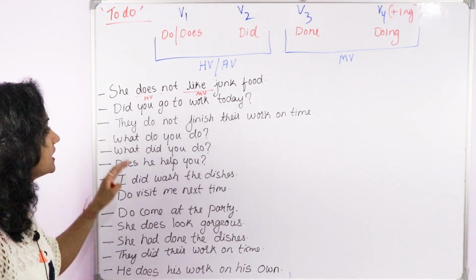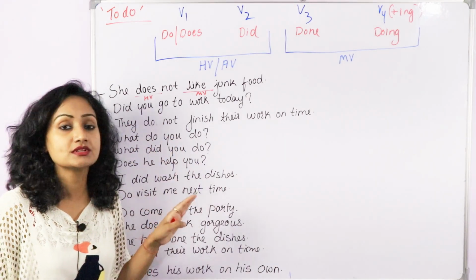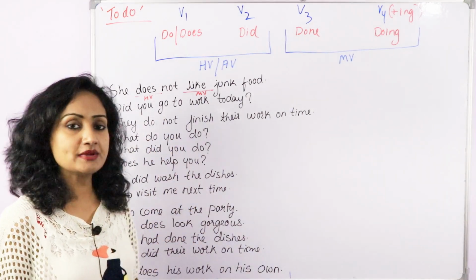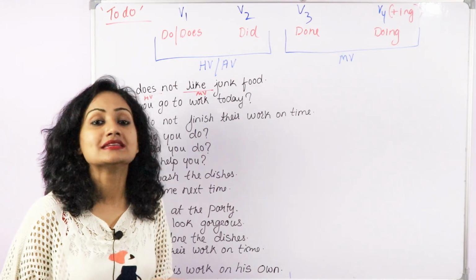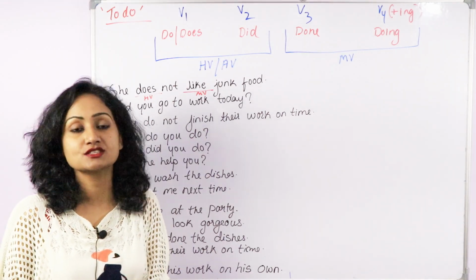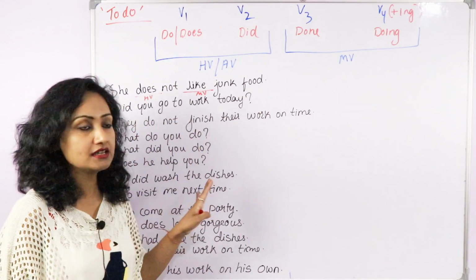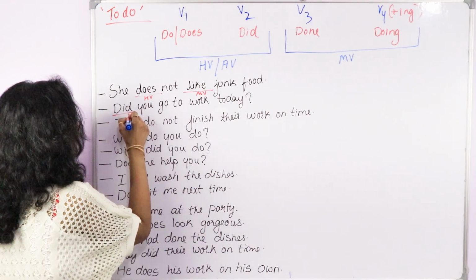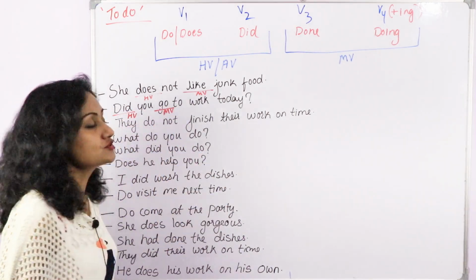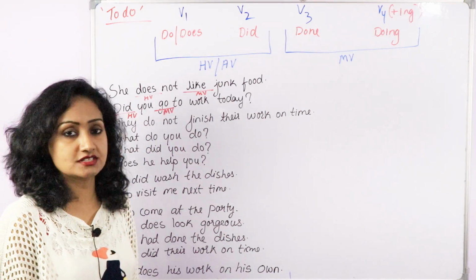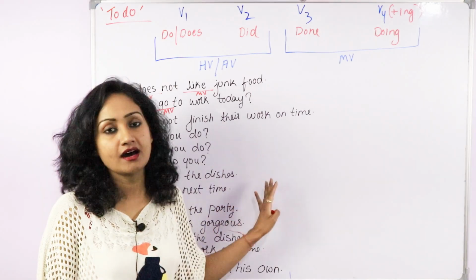Now next is, did you go to work today? So this is simple past. We know that whenever we have to make a question in simple past tense, we use did. We start a sentence with did. So did you go to work today? So again, did is a helping verb here and go is the main verb. Did you go to work today? It's an interrogative sentence.